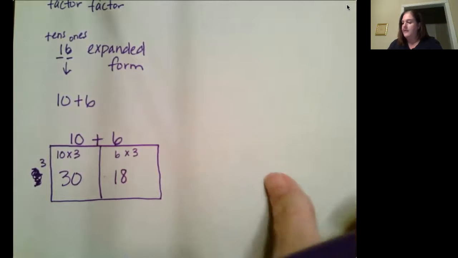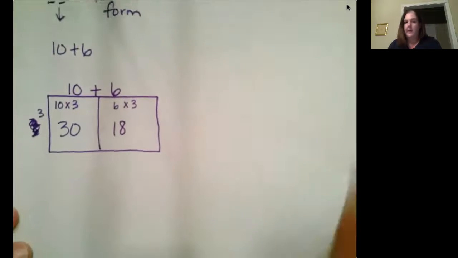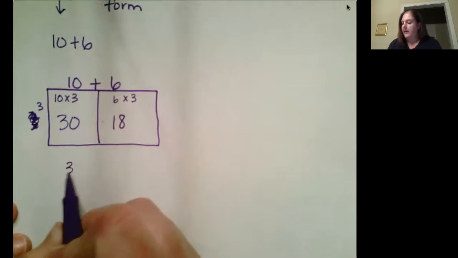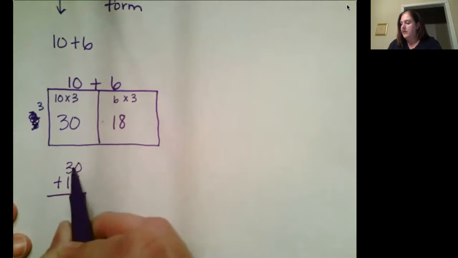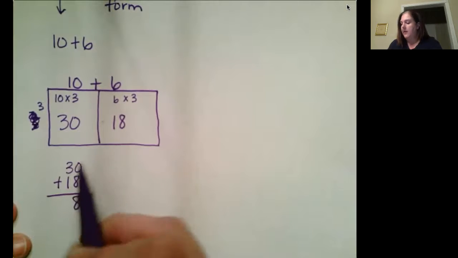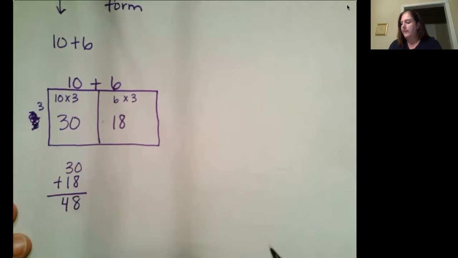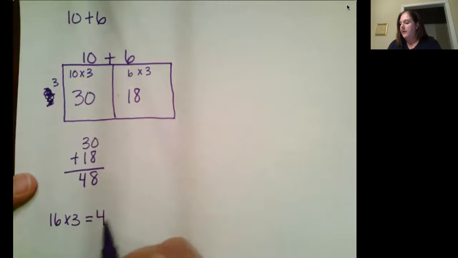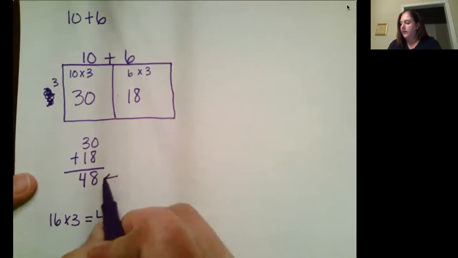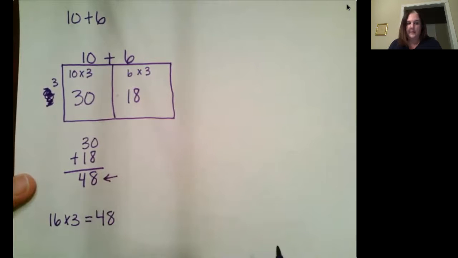Now our last step is to add 30 plus 18. 0 plus 8 is 8. 3 plus 1 is 4. So when the factors are 16 times 3, the product is 48. That's our answer. That's the product.